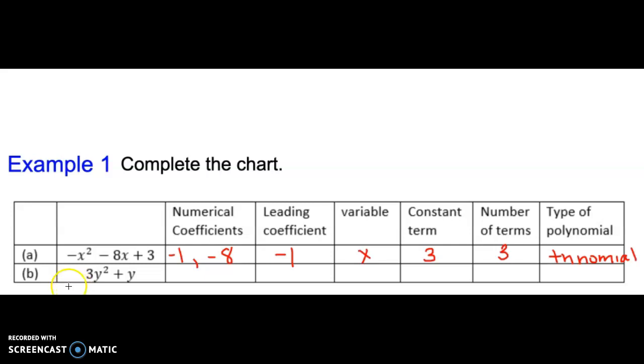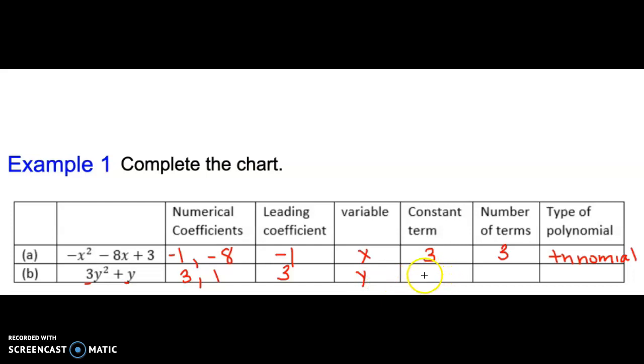For question B, we have 3y squared plus y. And in this one, the numerical coefficients will be 3 and 1. Okay, those numbers that are attached to those variables. The leading coefficient is the number with the variable with the highest power, so it'll be 3. The variable here is y.